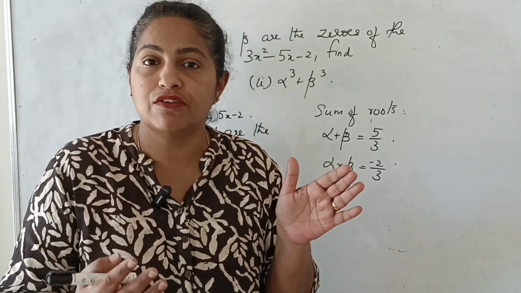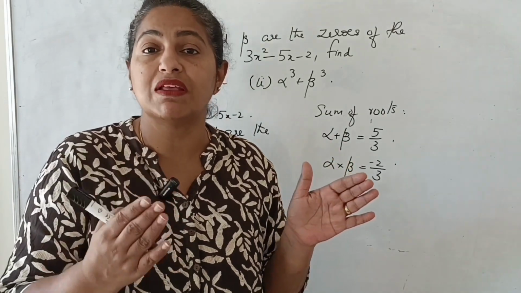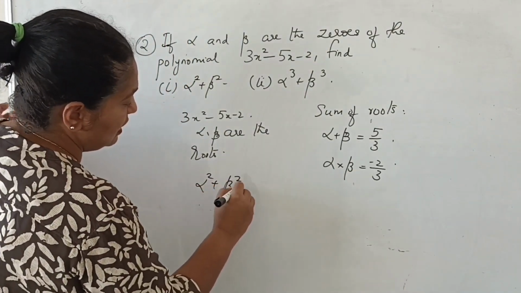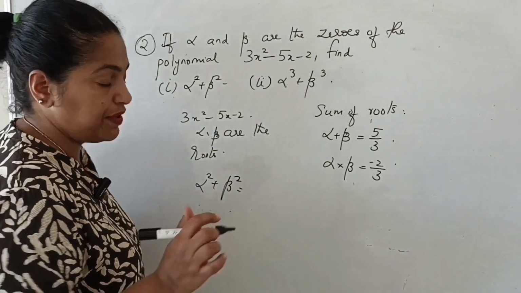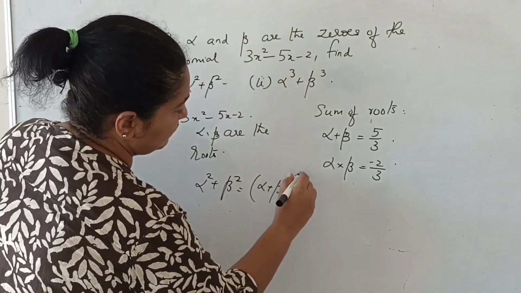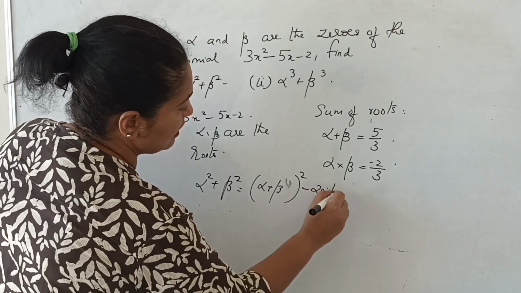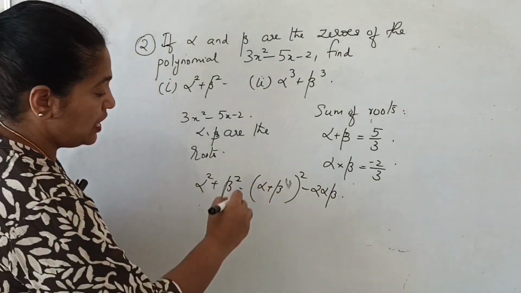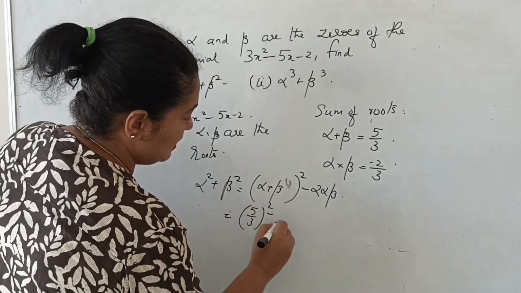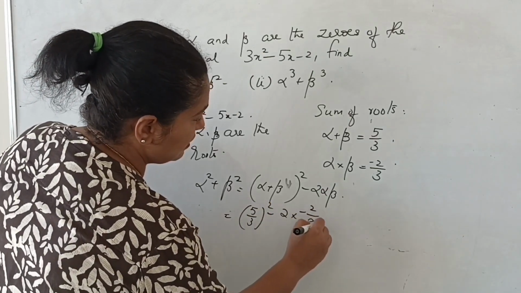Now let us see how we can find the value of alpha² + beta². You know that alpha² + beta² is of the form a² + b², which can be written as (a + b)² − 2ab. Correct. Now alpha + beta, the value you already know, and −2 into alpha·beta.